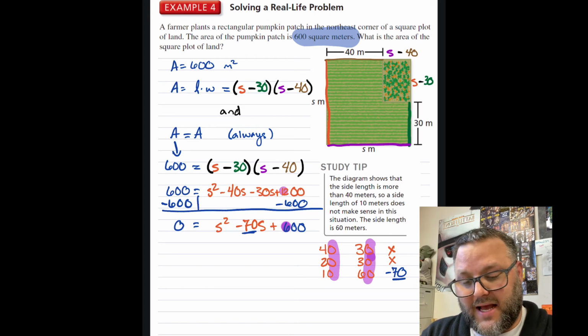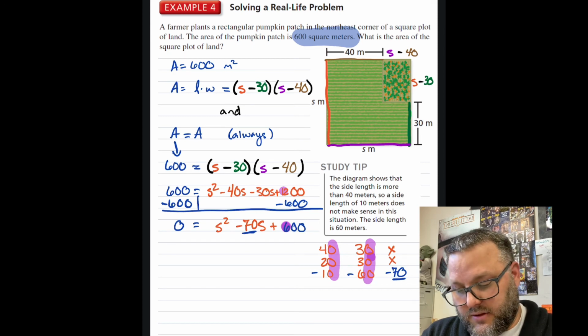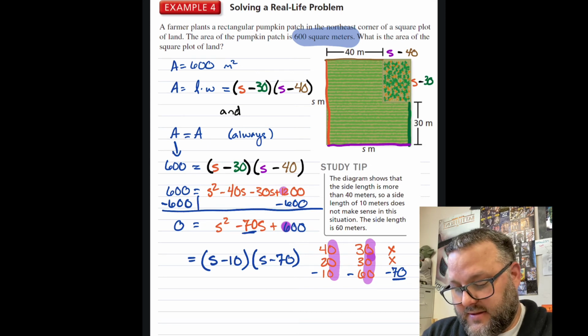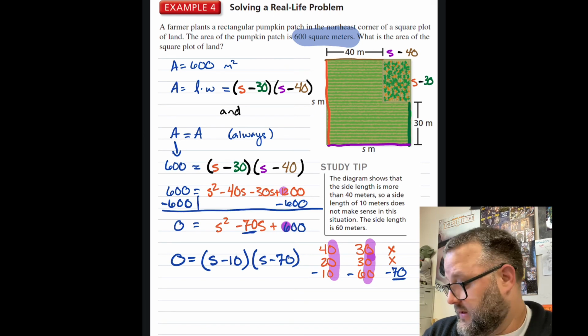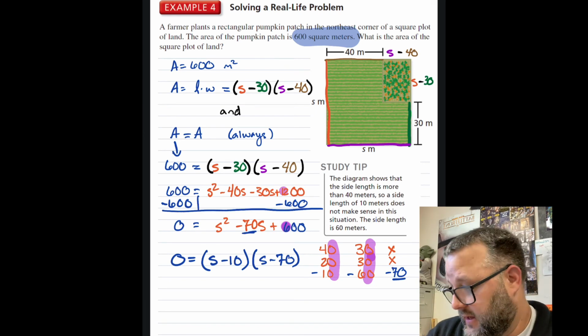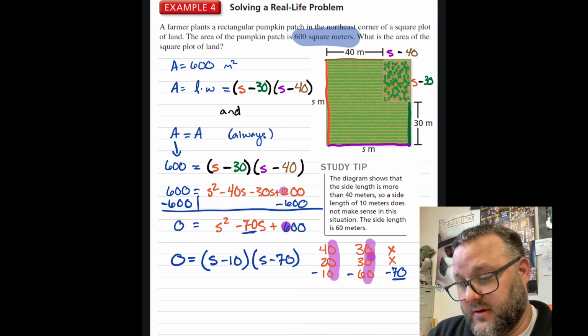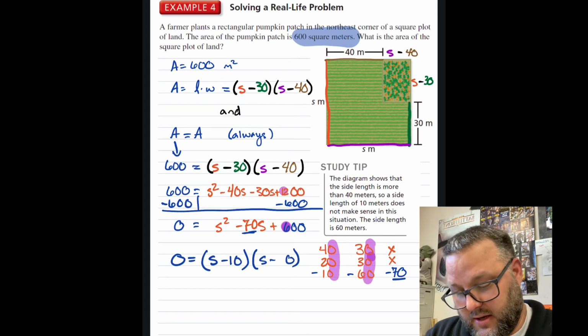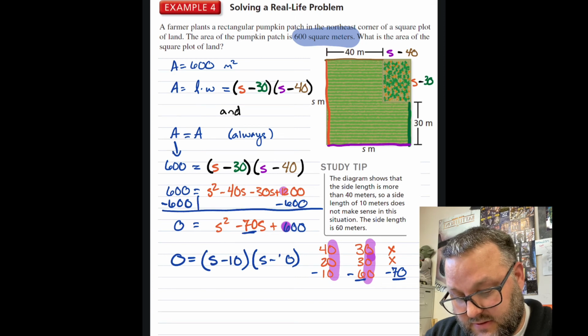So I need to realize, how do I get negative 70? Well, that means I've got to have a negative 10 and a negative 60. So I'm going to come over here and I'm going to say S minus 10 times S minus 60. And that is my polynomial that I can then set equal to 0 to find that the sides are either a length 10 or a length, oh, I put 70 in there. I should have written this 6, not that, so 60.